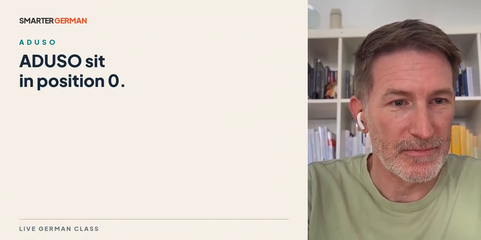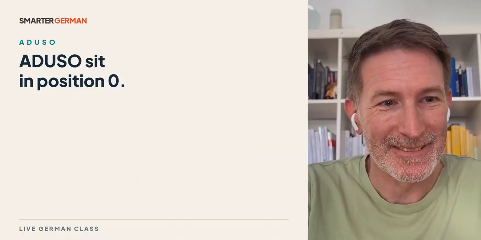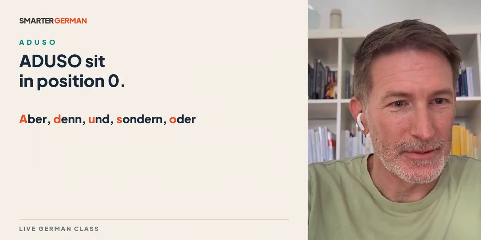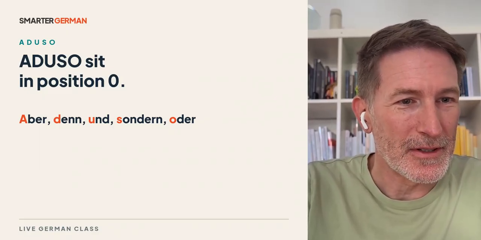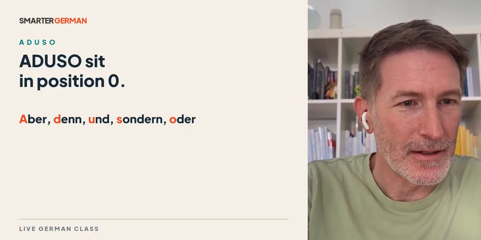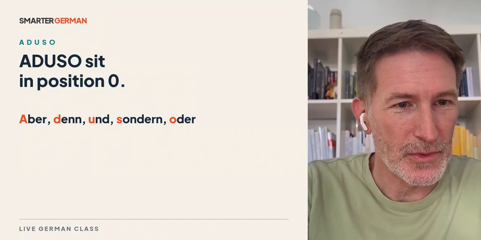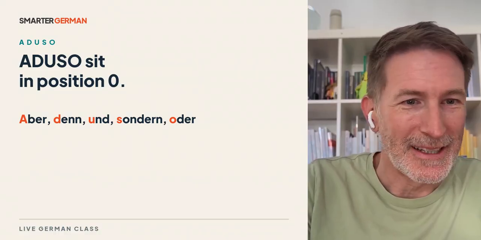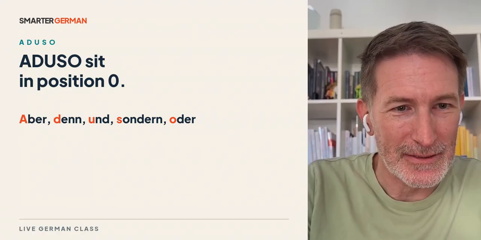Give me a second. ADUSO. Richtig. Say it again. ADUSO. Genau, ADUSO. Let me do this. Aber, denn, und, oder. Do you know the other one? Sondern. So ADUSO are these five words I'll explain in a second.